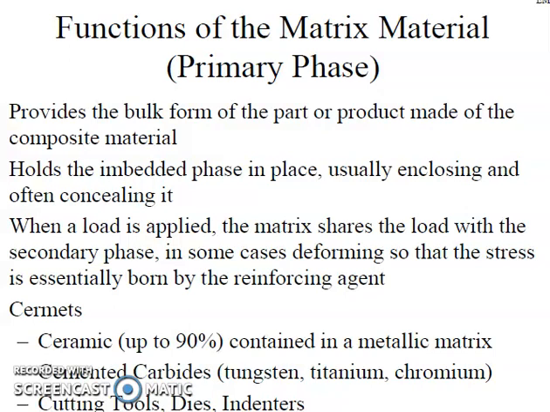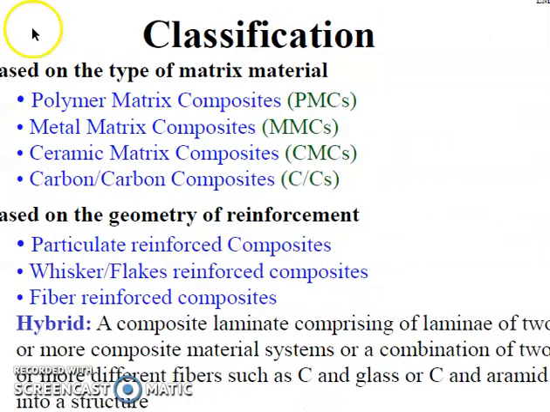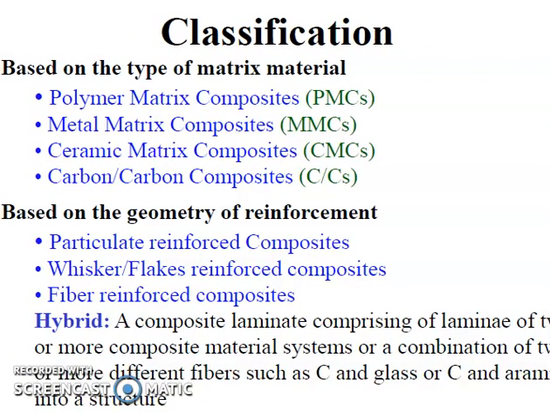Now cement is the example. Suppose ceramic up to 90% contains a metallic matrix, and cemented carbide is a combination of tungsten, titanium and chromium carbides along with cobalt as a binding element. Then cutting tools, dies and indenters are made up of different composite materials, and these composite materials play a vital role in the industry for a variety of applications.